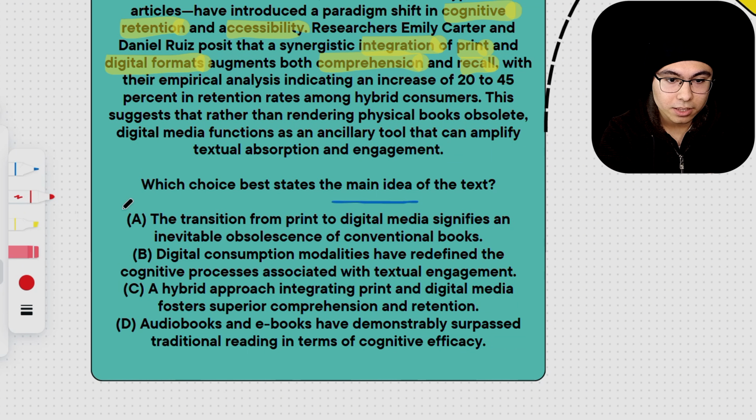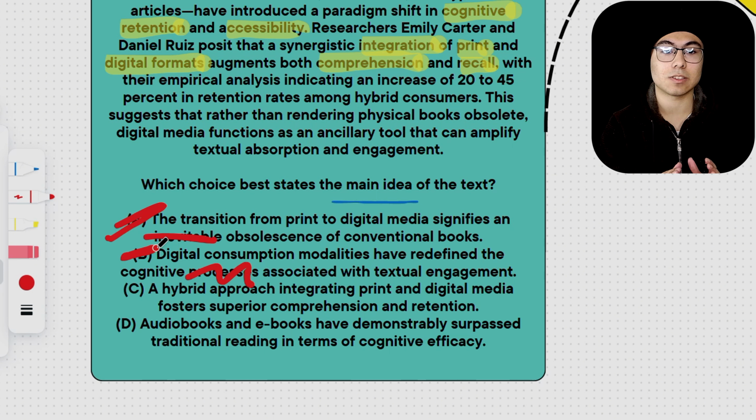Choice A. The transition from print to digital media signifies an inevitable decline of conventional books. Okay. So inevitable is a very extreme word, and I don't really like it. And in addition to that, there's no transition from print to digital media, and the passage says we have to integrate both. That's why choice A is wrong. Now let's have a look at choice B. Digital consumption modalities have redefined the cognitive processes associated with textual engagement. Nothing about redefining those processes. So that's why choice B is wrong.